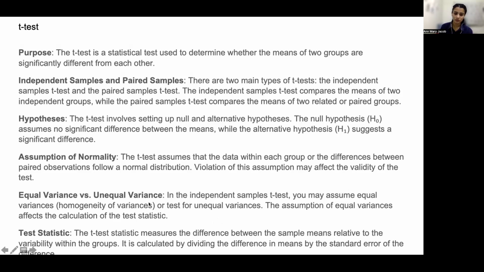Now, as I already told you, you will get the sample mean for both the samples, and then you will employ the formula, and then you will get a certain result, and that will help you determine whether or not it is a significant result.